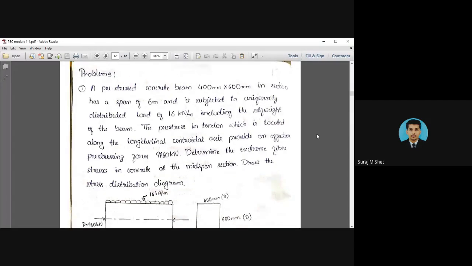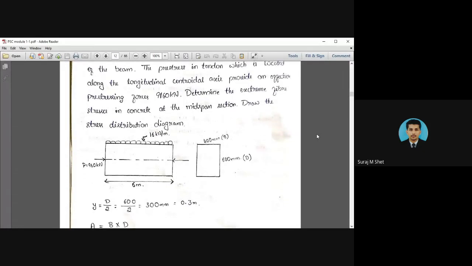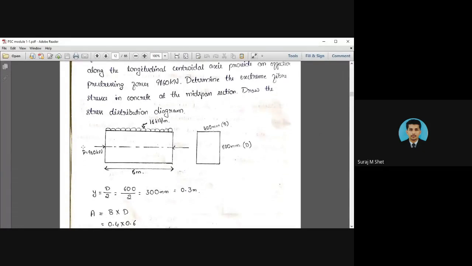So in this problem, what they have given is the rectangular section along with a pre-stressing force of 960 kilonewton. You can see here, 960 kilonewton pre-stressing force is acting at the center of the beam. And what is the UDL acting on the top of the beam? UDL is given as 16 kilonewton per meter. This is the section, 400 width and 600 depth.